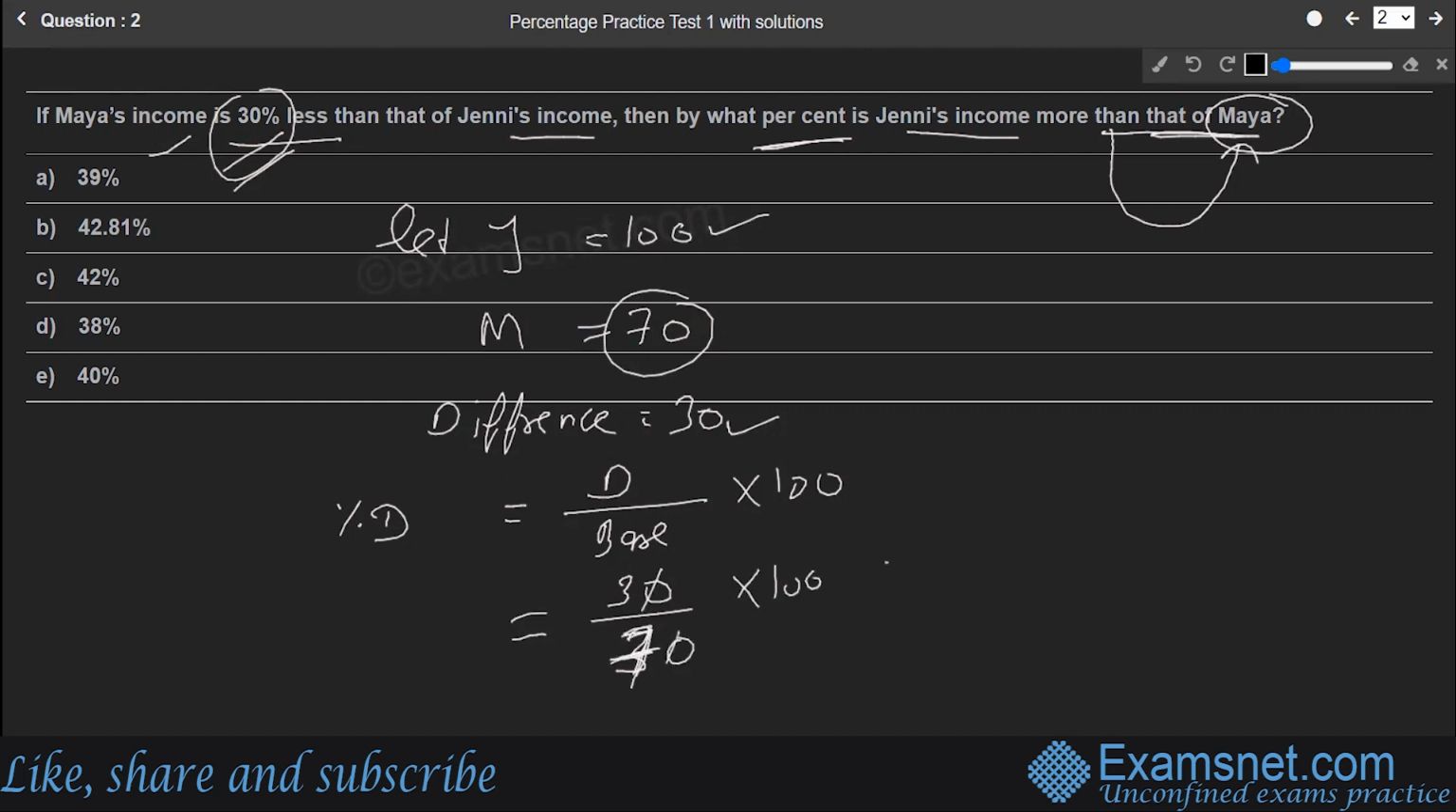So clearly we are getting 300 by 7%. If we solve this precisely, it comes out to be 42.81%. So that is going to be the right answer. Jenny's income is 42.81% more than Maya's income.